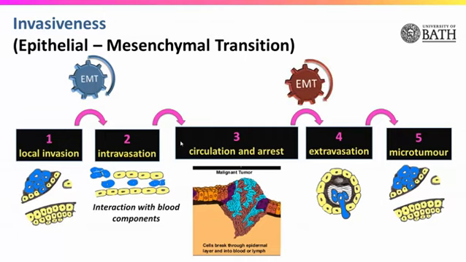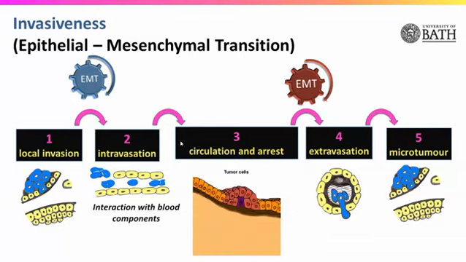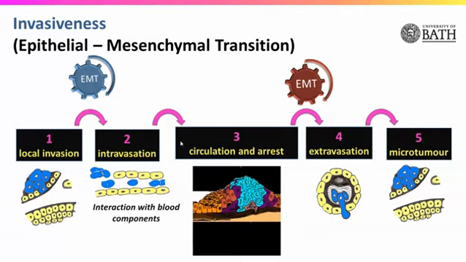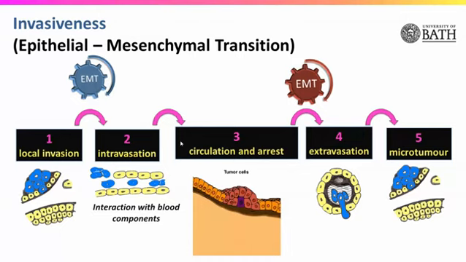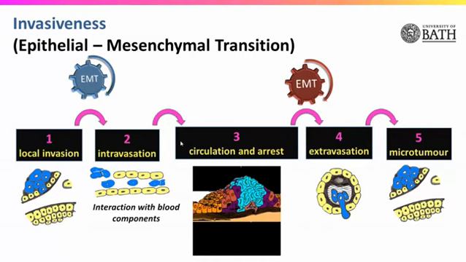The second phase of EMT is usually at the extravasation phase, and this is again where a tumor cell has to physically move through the endothelial cells to get back into the tissue. So again, this is an ability of the cell to change its behavior from growing using a substrate to actually physically moving and invading another tissue.